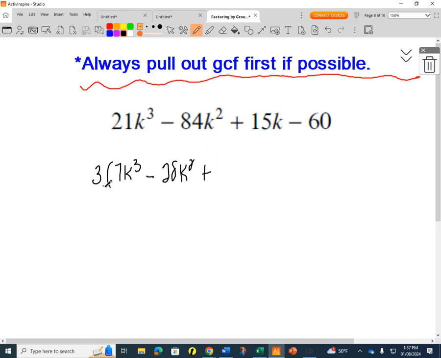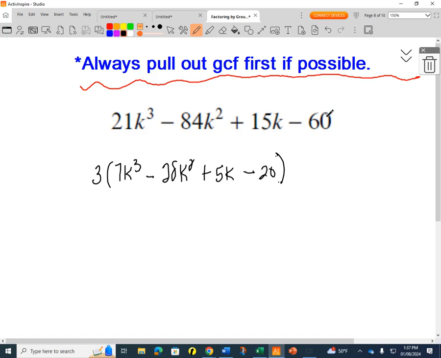Plus 3 times 5k would be 15k. This is review from our unit before the break. And then minus 3 times 20 will give me 60. Huh? 3 times 20 is 60. Oh, I thought it said 20. This is 60. So 3 times 20 is 60. Does that make sense, Kimani?